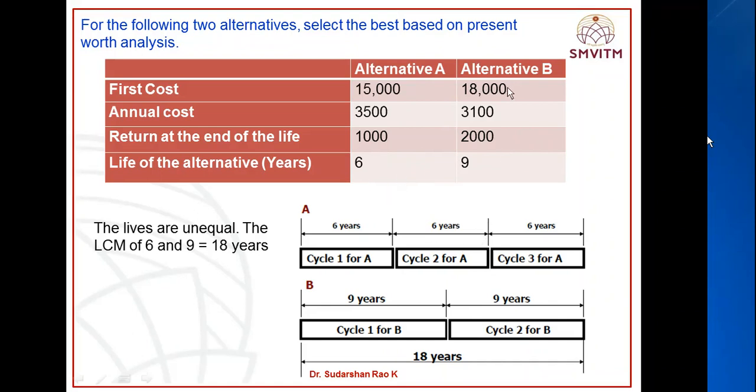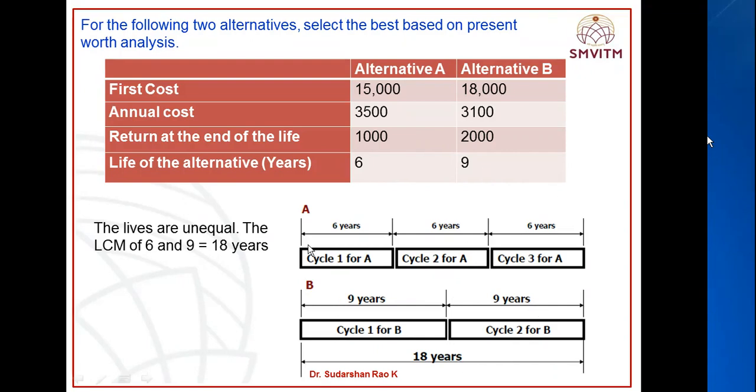Alternative B should be repeated for 5. For example, for A the life is 6 years, so cycle 1 of A, cycle 2 of A and cycle 3 of A: that is 6 years, then the same 6 years repeated, and once again 6 years. For alternative B, 2 cycles, that is 9 years plus 9, so 18 years we will get.